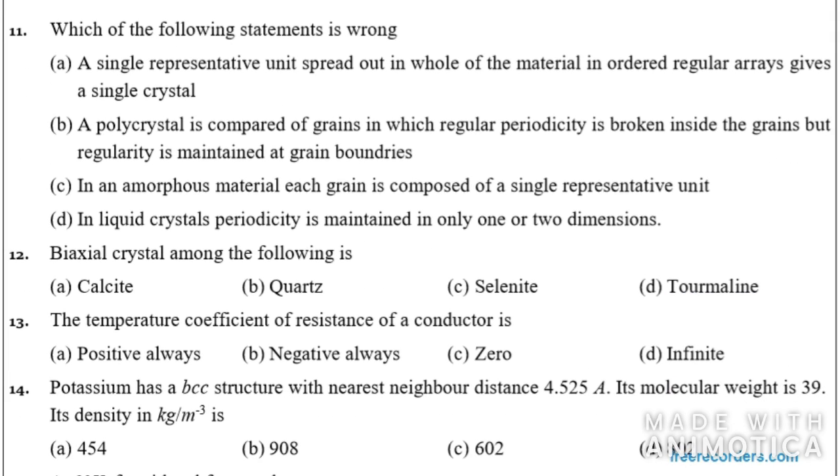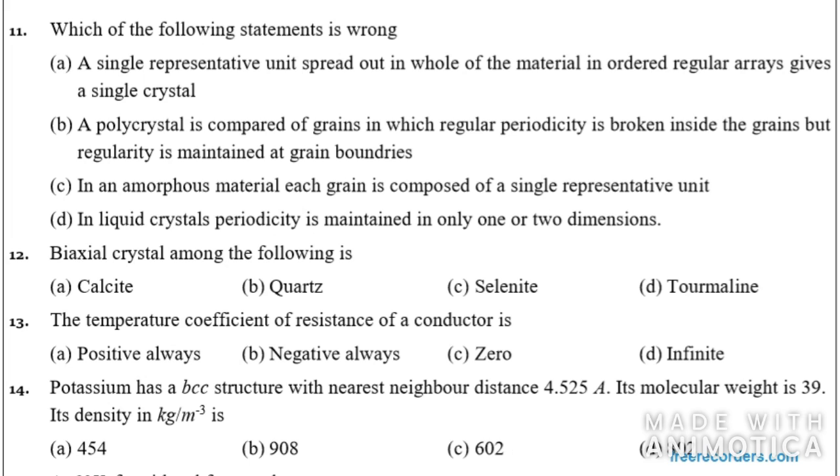Let's move on to the 11th question. It says a single representative unit spread out in whole of the material. Which statement is wrong? A single representative unit spread out in whole of the material in ordered regular arrays gives a single crystal. A polycrystal is composed of grains in which regular periodicity is broken inside the grains, but regularity is maintained at grain boundaries.